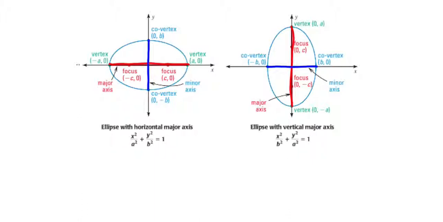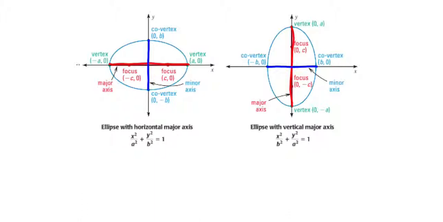How would you describe them? The length and the width. That's a good way to say it. The red one, we could call that the length, is always what? Longer. See how this red axis is always longer? The blue one is always shorter. What's at the end points of those red axes? The vertices. And what's on the end points of those blue? The co-vertices. So a new little friend.